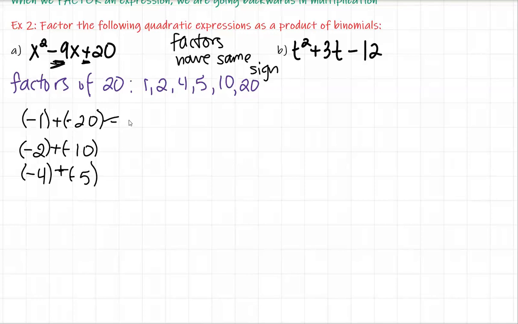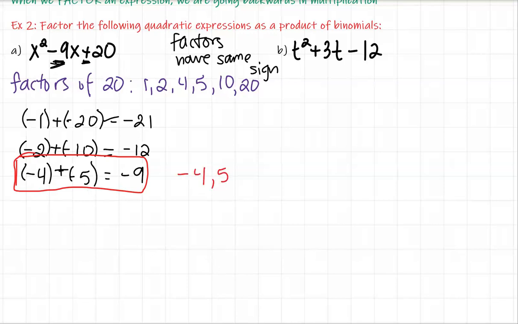In this case, negative 1 plus negative 20 is negative 21. Negative 2 plus negative 10 is negative 12. Negative 4 plus negative 5 is negative 9. So we found the pair that we would like: negative 4, negative 5. When they multiply together, we get our positive 20. Negative 4 times negative 5 is positive 20. But when we add them together, we get negative 9. And so that is our factor pair, and that's all we have to do. Once we found our numbers, we know that this is going to be equal to x minus 4 and x minus 5.